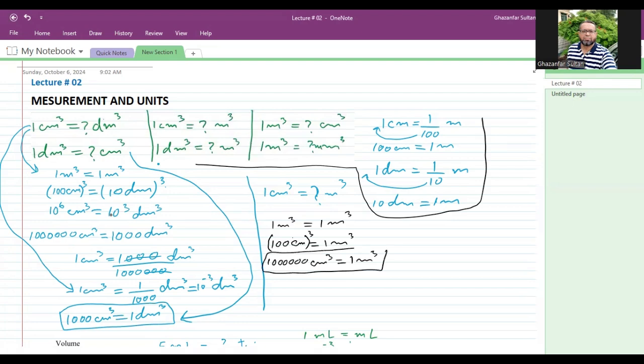So there is a direct relationship. You can write in exponential value as well. So 10 raised to power 6 centimeter cube is equal to 1 meter cube. Similarly, you can write here 1 centimeter cube is equal to 10 raised to power minus 6 meter cube. So in this way, you have developed both the relationship either with centimeter cube to meter cube or meter cube to centimeter cube.